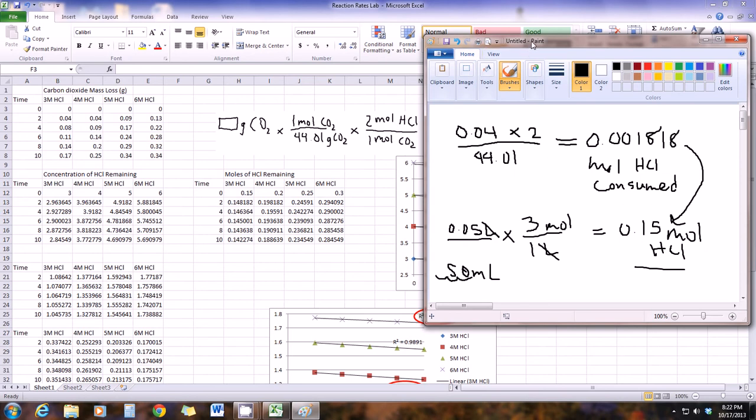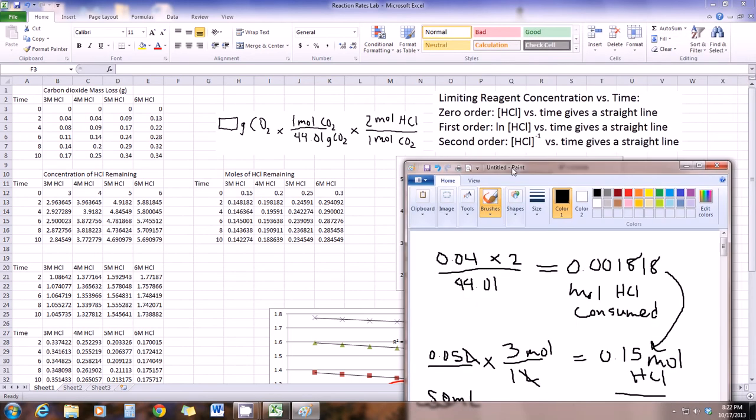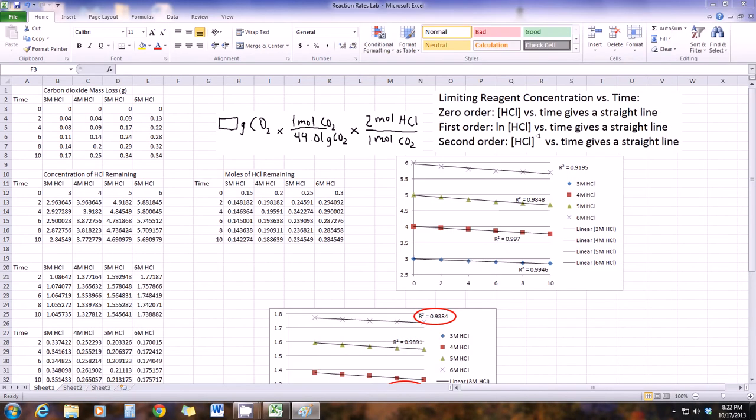Alright, let me explain why I decided to go from moles of hydrochloric acid remaining to the concentration of hydrochloric acid remaining. According to the source that I read, in order to determine whether it was zero order, first order, or second order, I had to graph the limiting reactant concentration versus time.